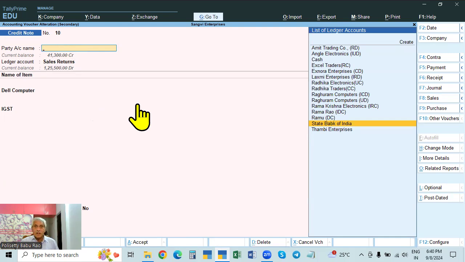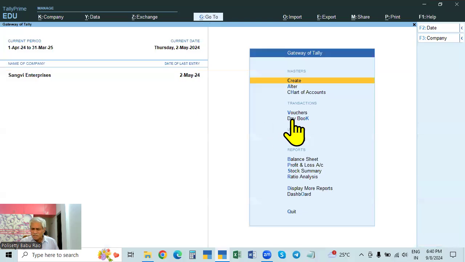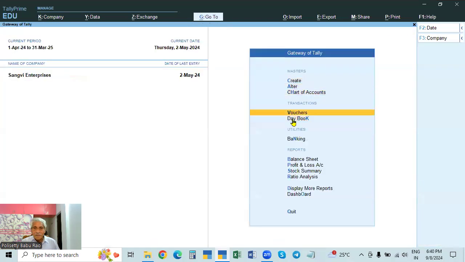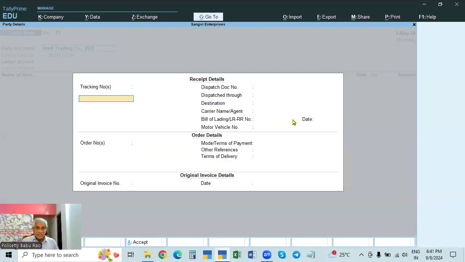Okay, like this we have to make the entries for the credit note. All these details, generally they will simply tell you. See here, for any company they will make the entry, credit note, they will select the party and just see. Many people are not entering this also.